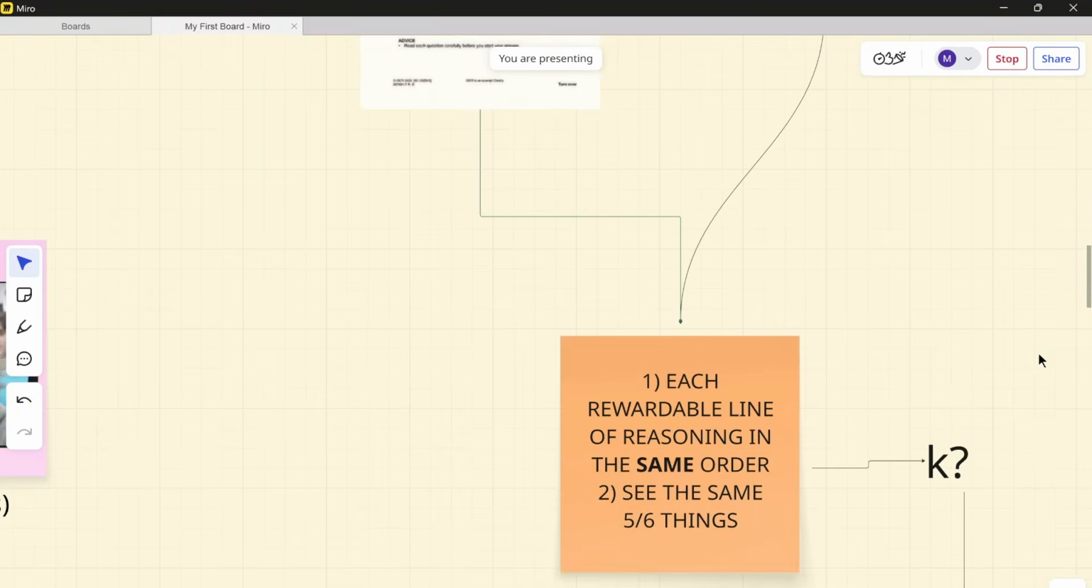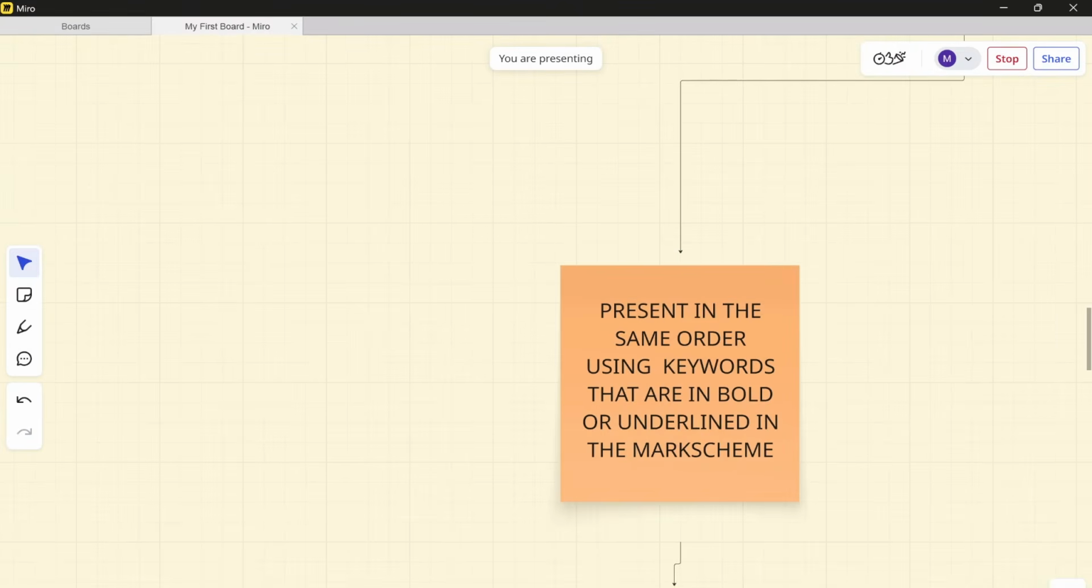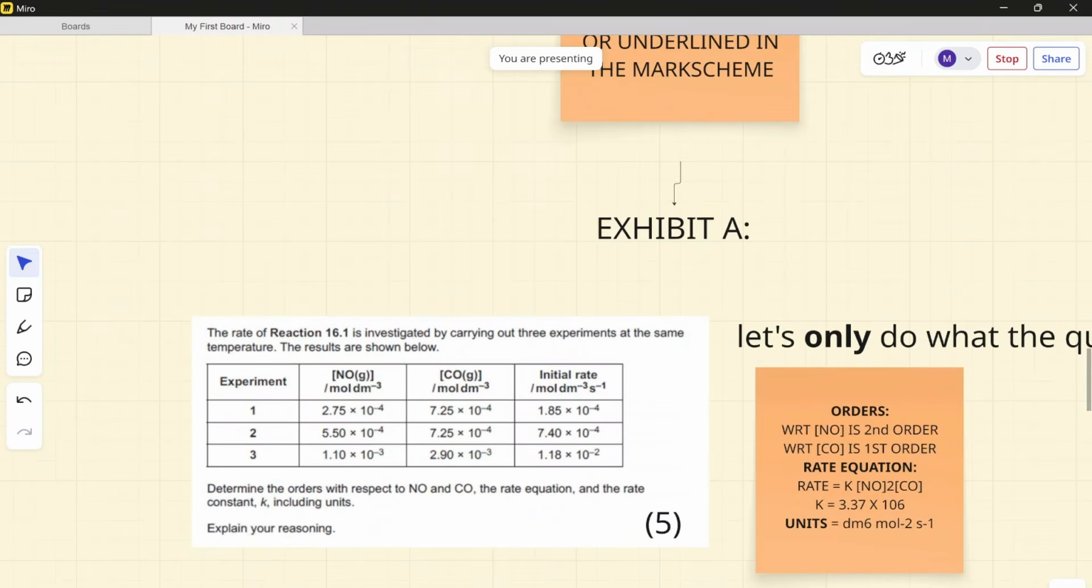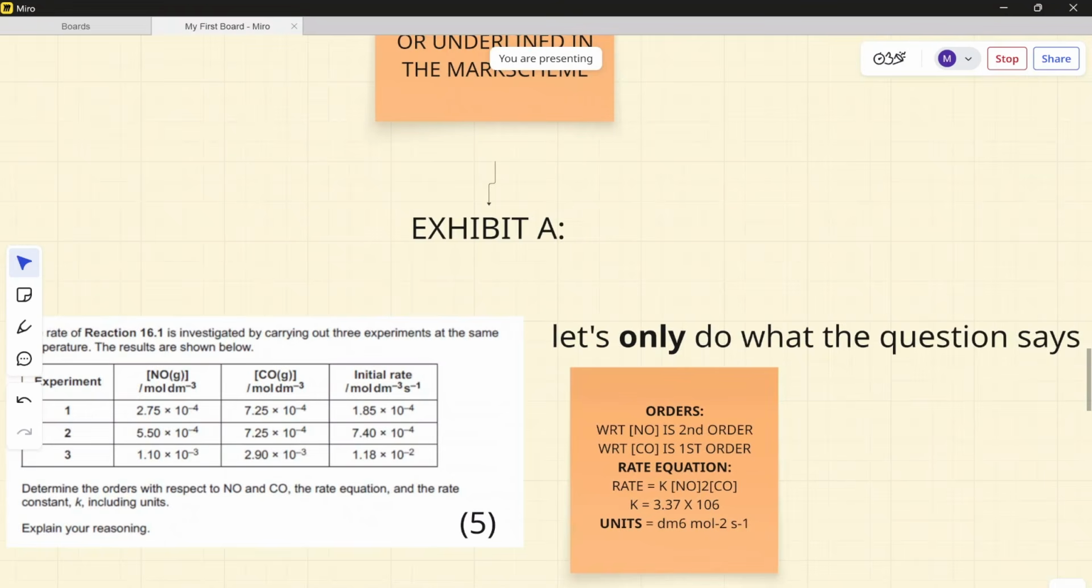And you'll find 2 main things. Number 1, each rewardable line of reasoning is going to be in the same order in the mark scheme. So anything that gives you a mark will be in the mark scheme, but it's also going to be in the same order each time for each type of question. And the second thing is that you'll see roughly the same 5 or 6 things that are worth giving marks. But why is this even relevant? This means that you're able to present your answer in the same order as the mark scheme, using the keywords that are in bold or underlined in the mark scheme, right? Let me just give you an example. Let's say we have this question, which is out of 5 marks, but the same principle applies.